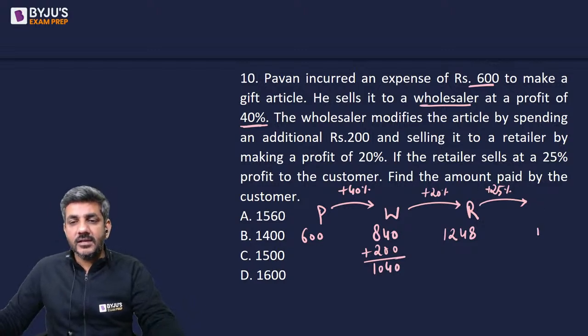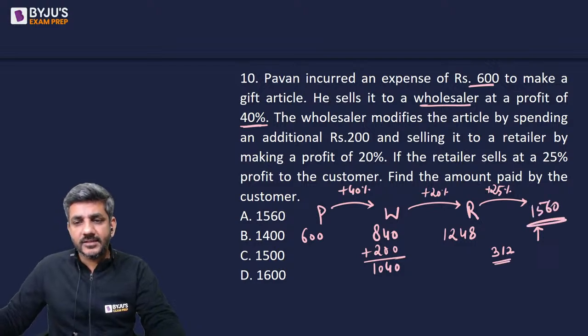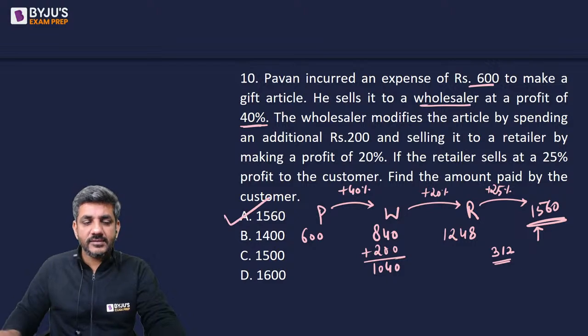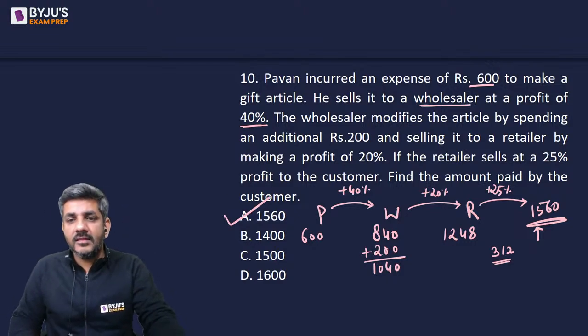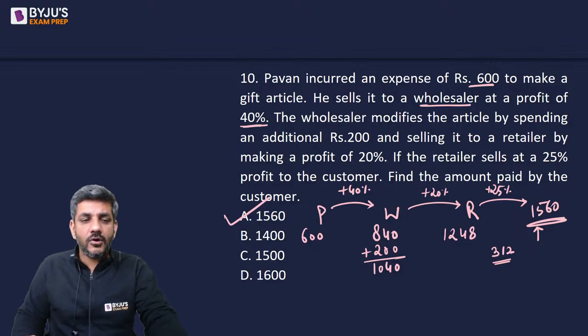So this price is 25% more than this. Now what is 25% of this? That is 1/4. 1/4 of this is 312. Add it, you get 1560, and that is the correct answer for this last question. That is question number 10. I'm sure you all got it correct.